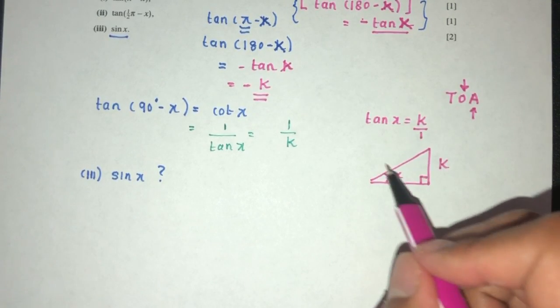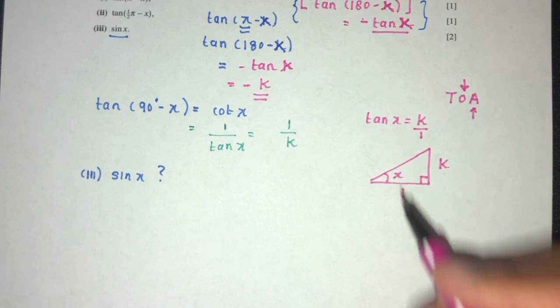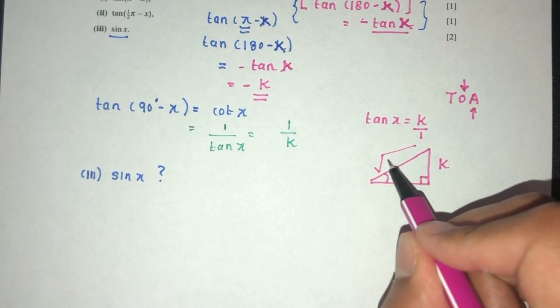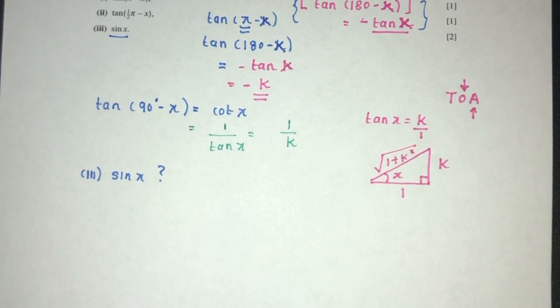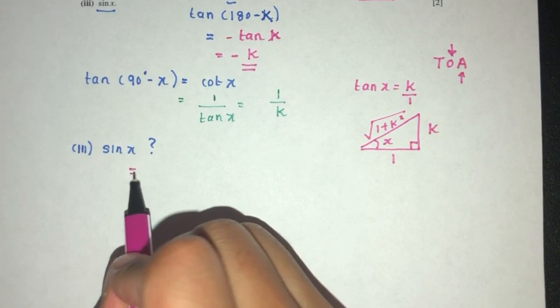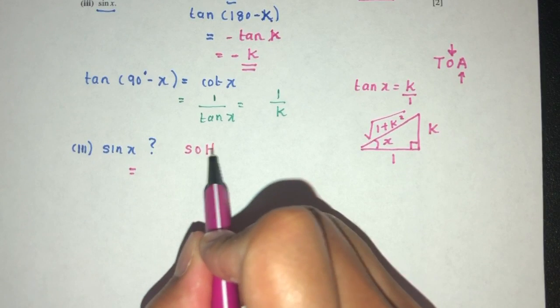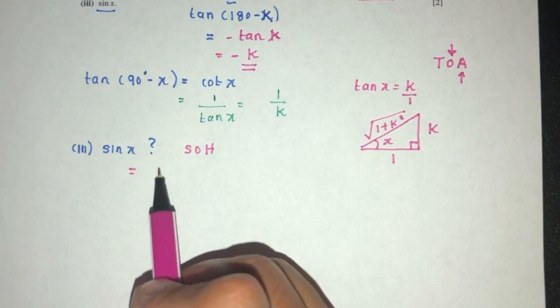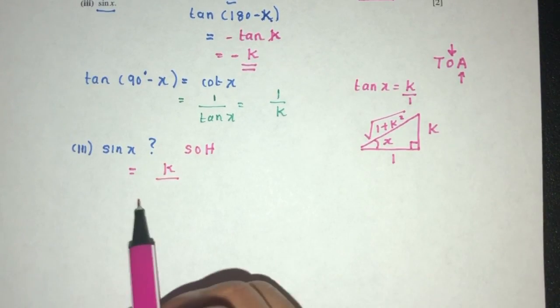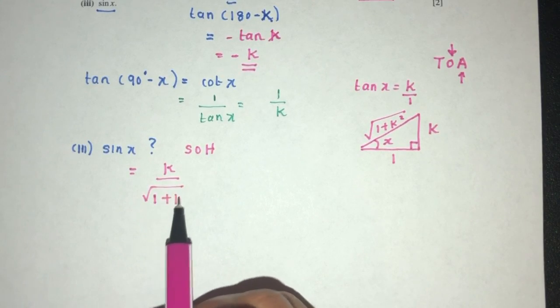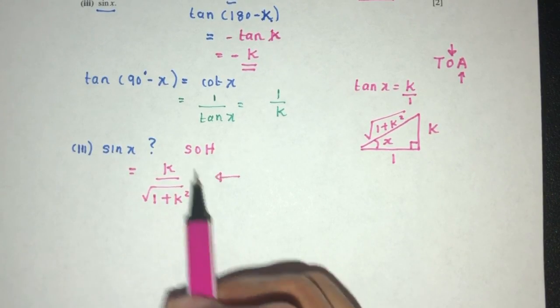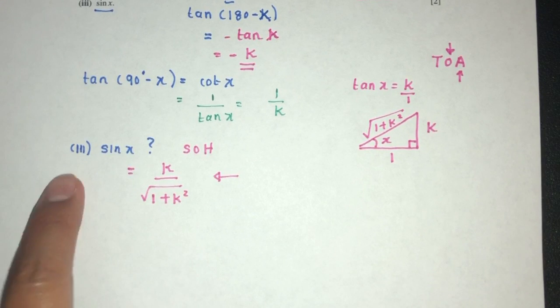So we can find the third side. How would you find this side? We can find it by using the Pythagoras theorem. That will be root of 1 plus k squared. Finally, to find sine, we have to think of SOH: opposite side over hypotenuse. It should be this one. That makes sense, right? And that will be your answer for part 3.